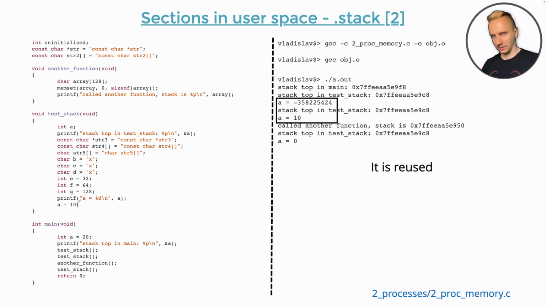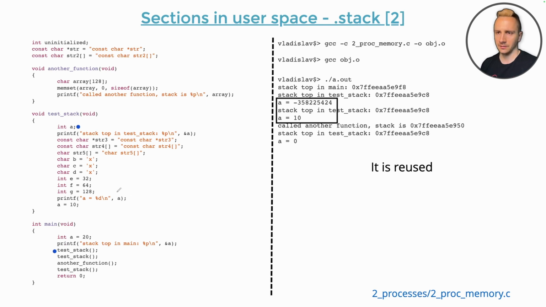Because when you enter testStack again, the function, it will happen most likely that all those local variables will be again placed on the same positions on the stack. And those positions still have values from the previous call of testStack, and it happened that a was mapped to the same position where a was the first time when testStack was executed.